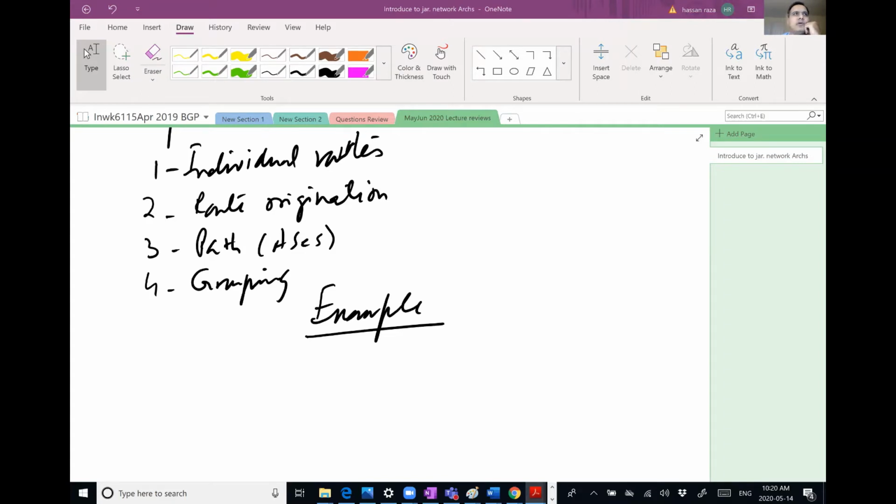Okay, let me adjust my windows a little bit. I want to keep an eye on your chat window in case someone sends me anything. Okay.